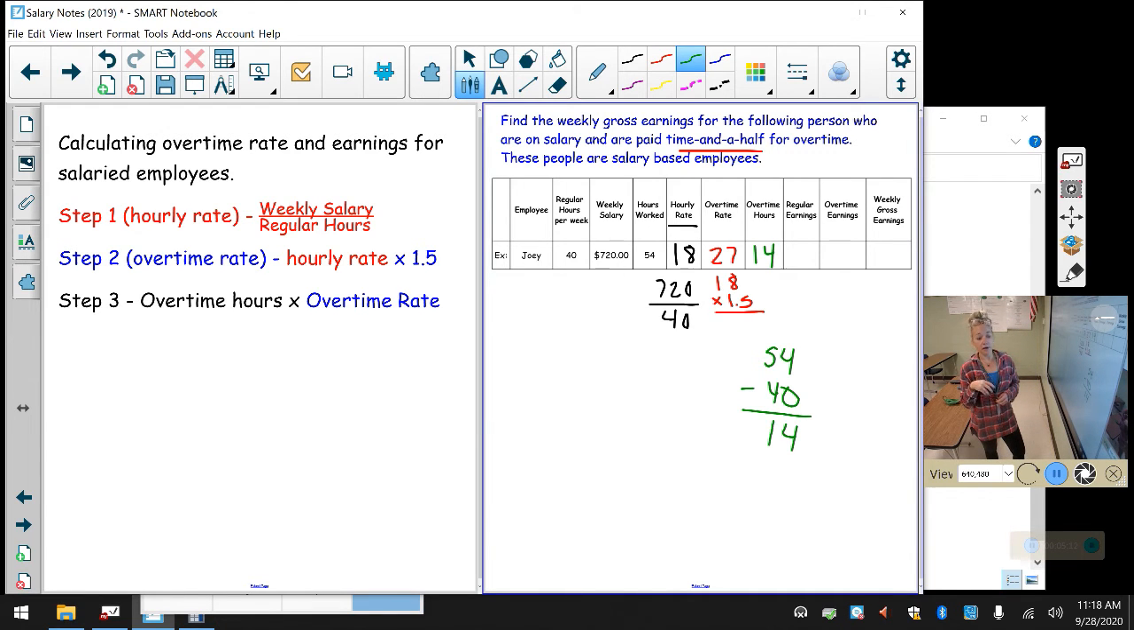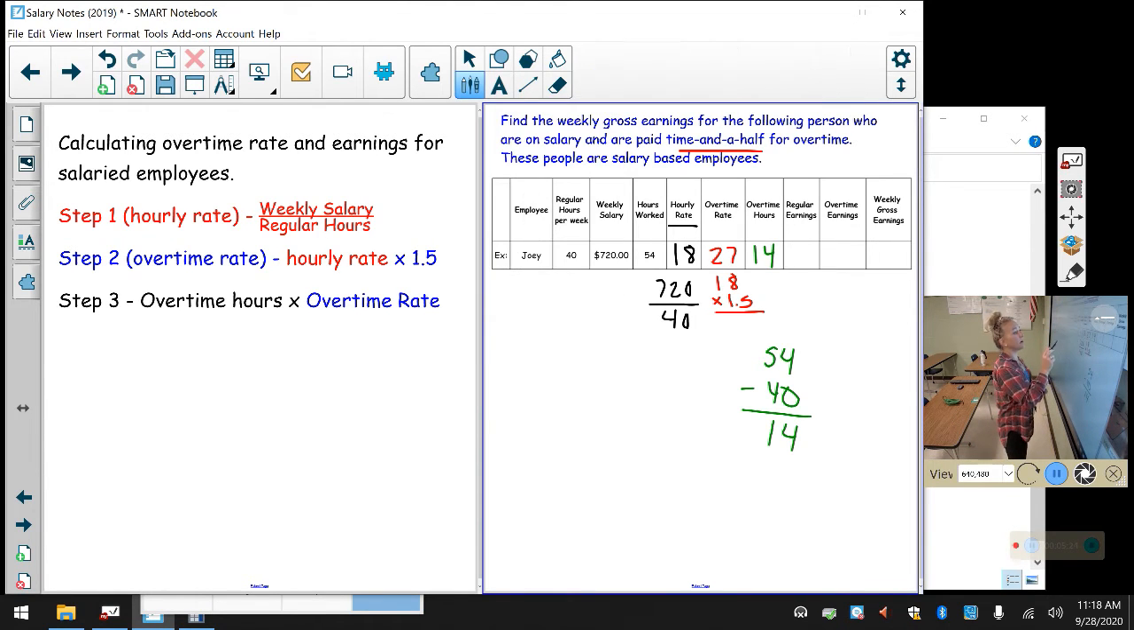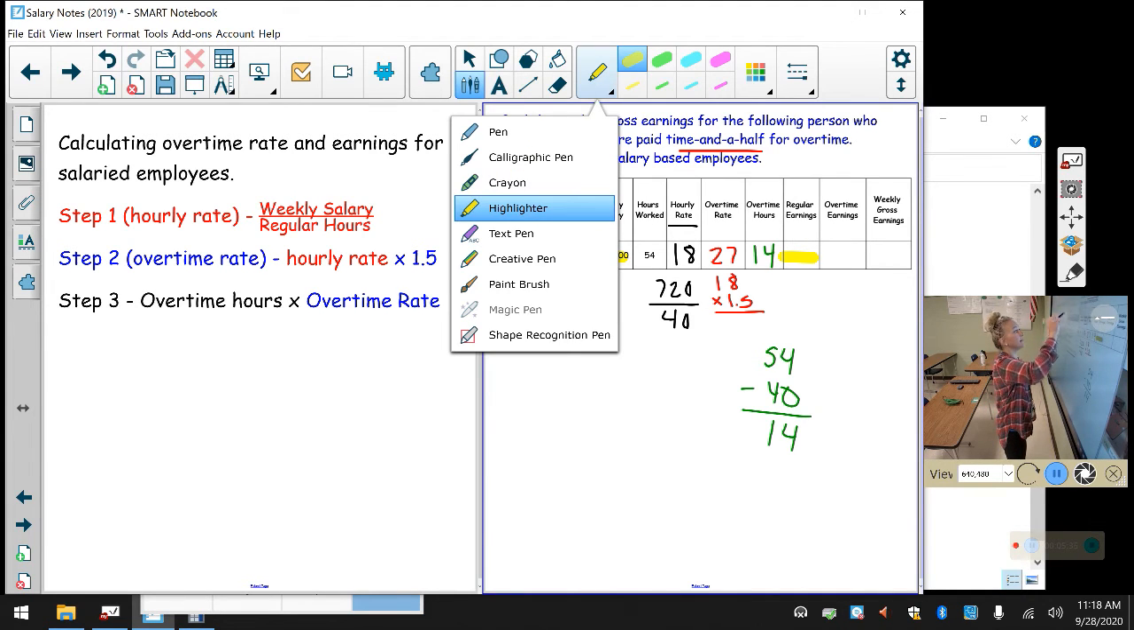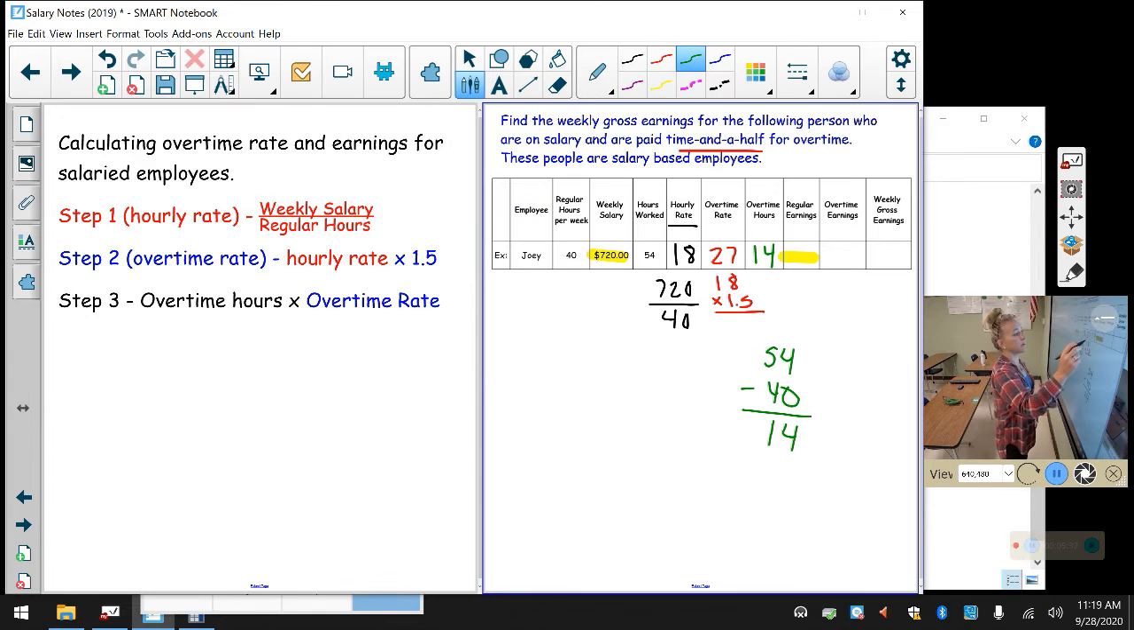Now, calculate regular earnings. Normally, when we did hourly pay, we took two things and multiplied them, but we don't have to here because this is a salaried employee. So we're just going to take the weekly salary, I'll go ahead and highlight that, and just put it right here. He gets $720 for that first 40 hours. So that's exactly what we're going to put in that section. So we're just going to put 720. I'm going to go ahead and write that in a different color.